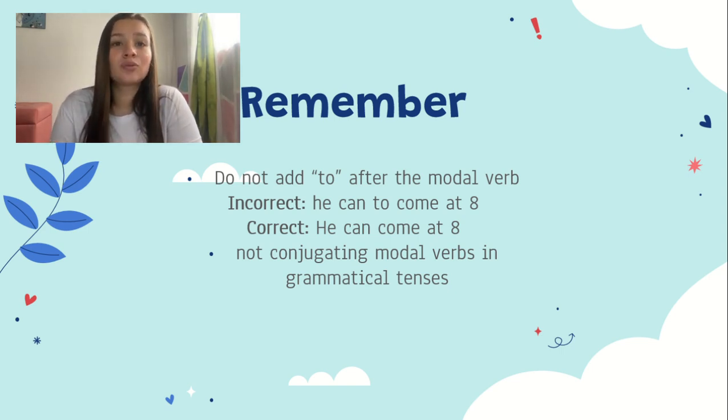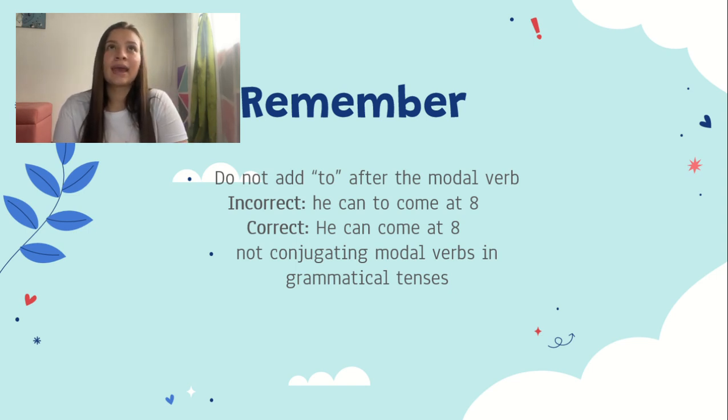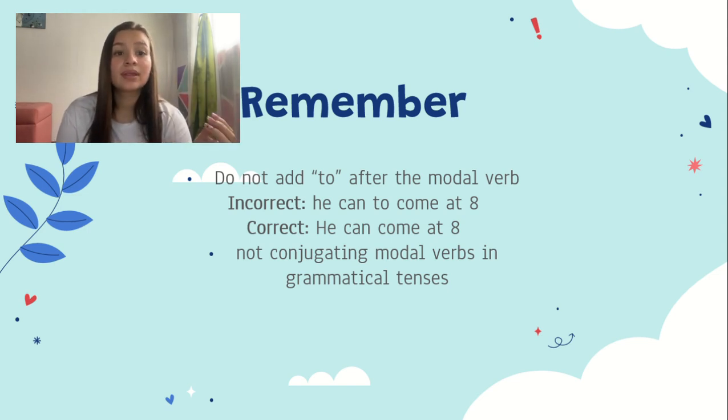And something that is wrong is, for example, conjugating the modal verb. For example, he canned yesterday, something like that. Can and all of the modal verbs aren't used in a grammatical sentence like that. No, this is like I give you can, could, and it isn't changed.